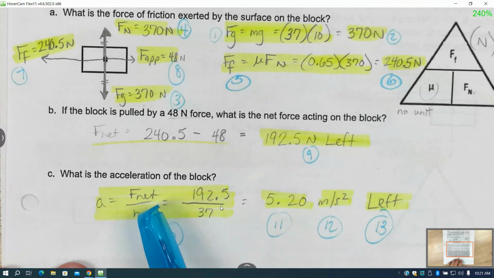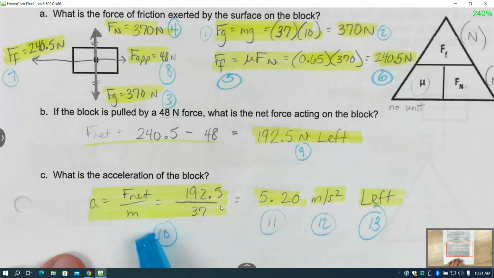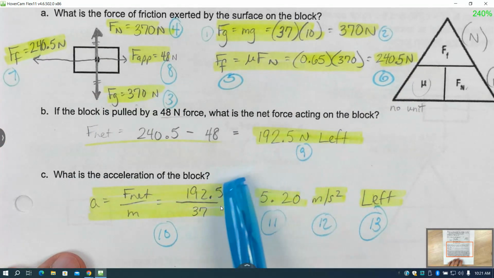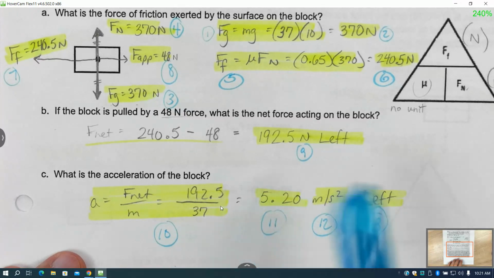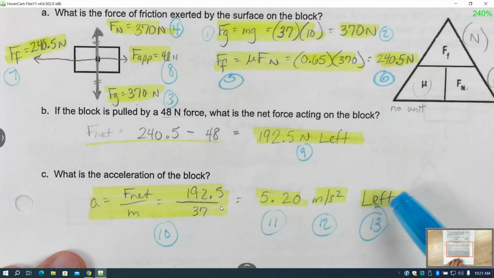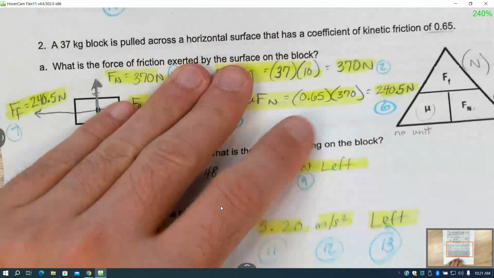And then, once you have the net force, and we already knew the mass was 37, acceleration is net force over mass. Take your 192.5 divided by 37, you're going to get 5.20 meters per second squared, and the direction will be in the same direction as your net force.